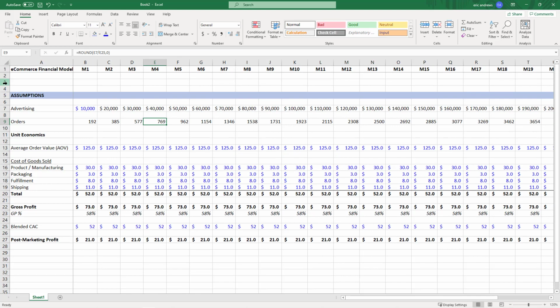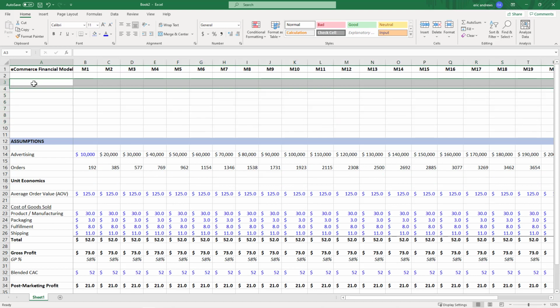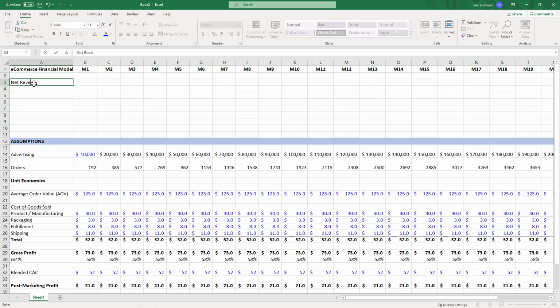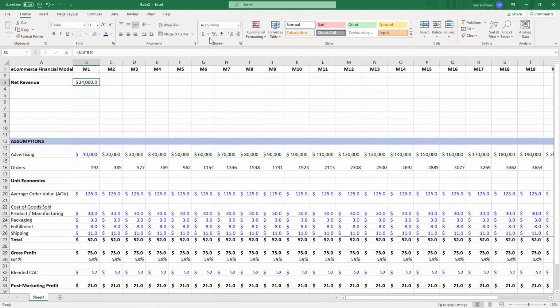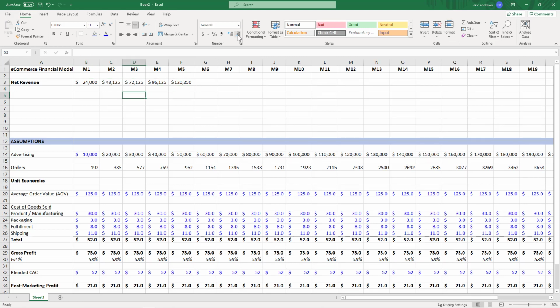So let's go up and kind of try to set up our revenue model. So here, let's say we have net revenue. And so that's pretty easy from here. All we have to do is take the number of orders, multiply it by the average order value, average revenue per order. So we know in this situation that the revenue itself is projected to be 24,000. So if we copy that to the right, you'll see that it's growing over time, and we'll copy that all the way to the right in just a moment here.